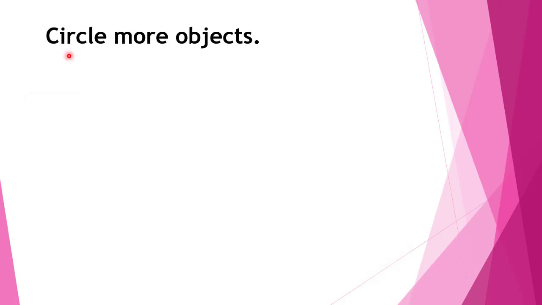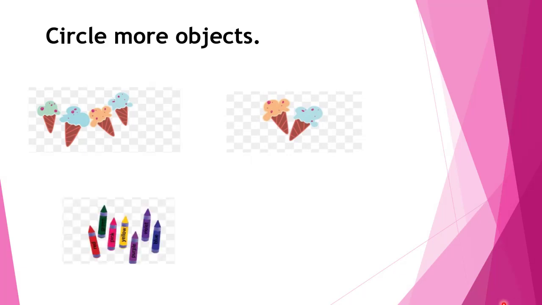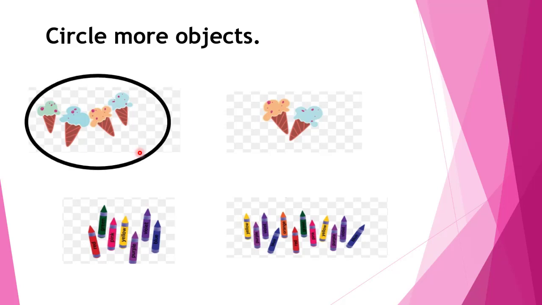Okay students, as you have learned more and less, we are going to play some games. Are you ready? Now we have to circle more objects. See, there are ice creams. Yummy. Another group of ice creams. Now, a group of crayons. Another group of crayons. Let's circle more ice creams. Tell me, students, which group has more ice creams? This one or this one? Yes! This group has more ice creams. Let's circle it. Very good.